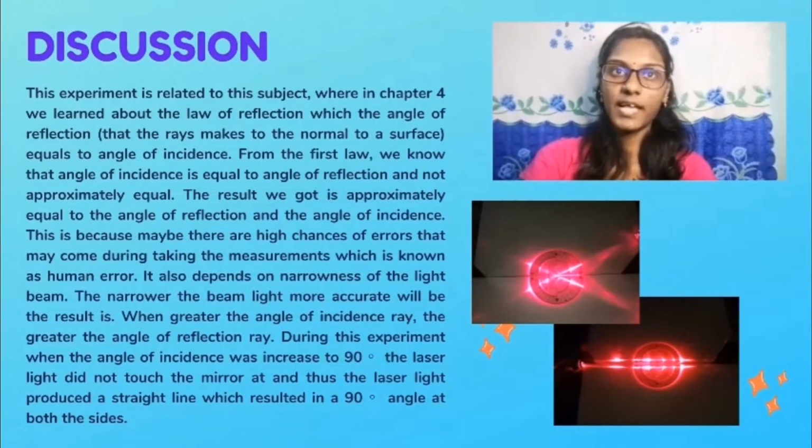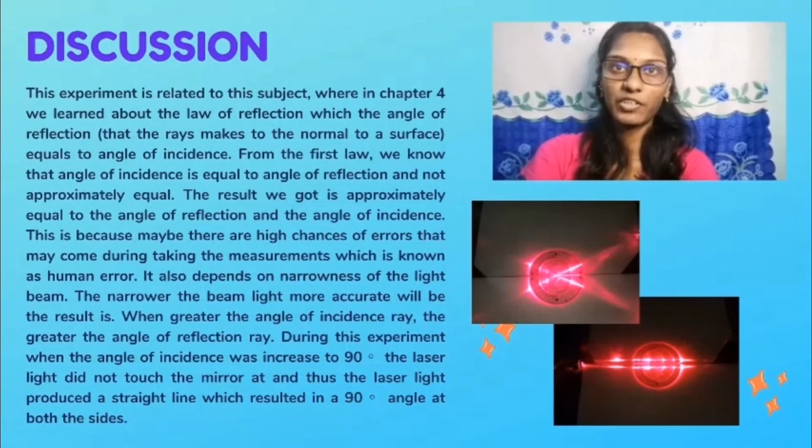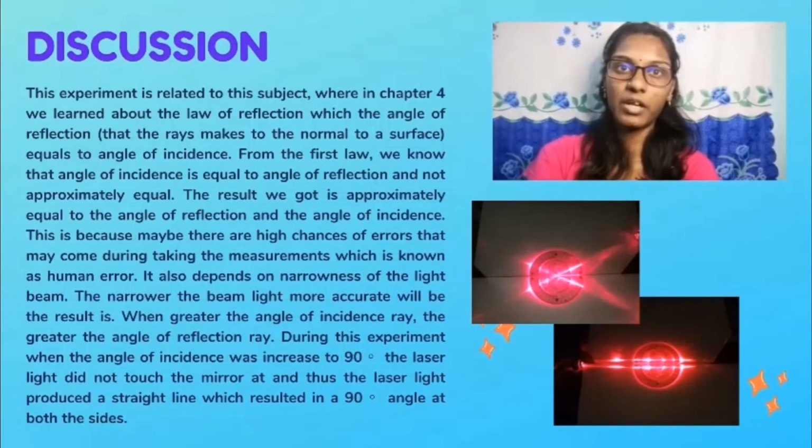Discussion. This experiment is related to the subject where in chapter 4 we learned about the law of reflection, in which the angle of reflection is equal to the angle of incidence. From the first law we know that the angle of incidence is equal to the angle of reflection and not approximately equal. The result we got from this experiment shows the angle of reflection and the angle of incidence as approximately equal.